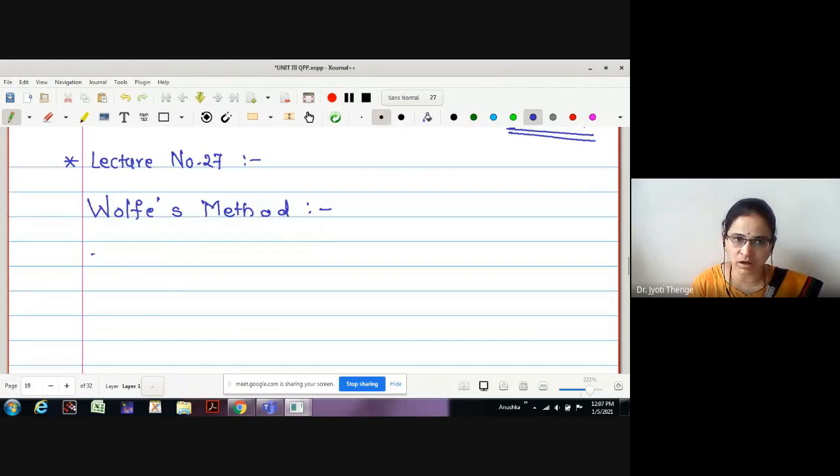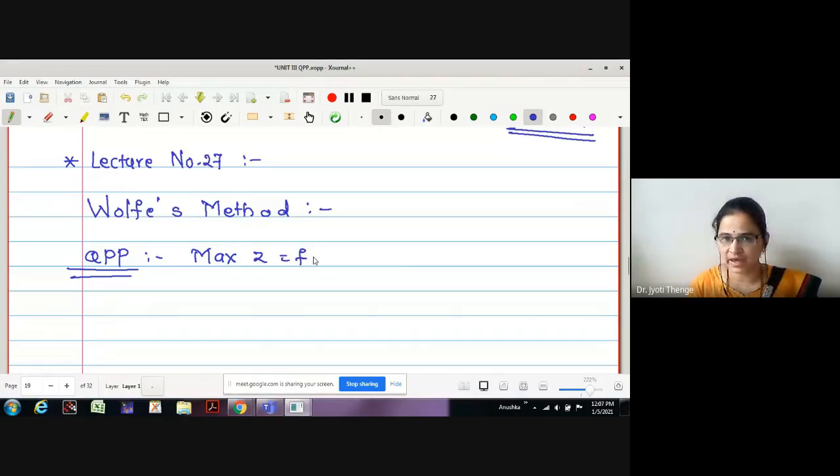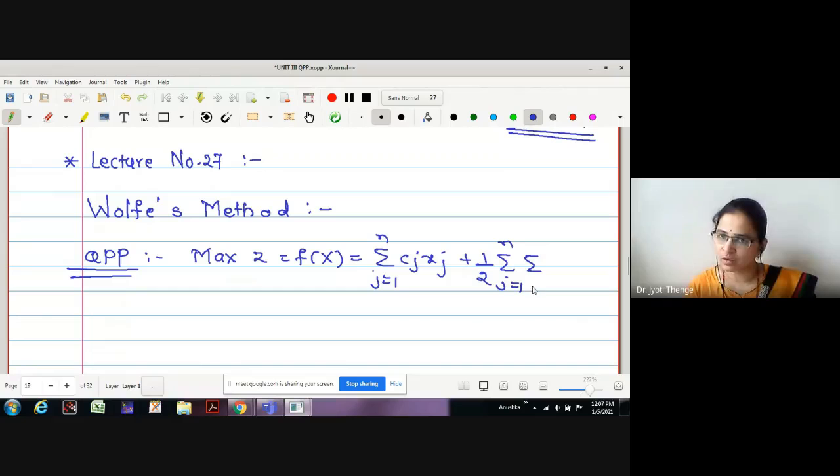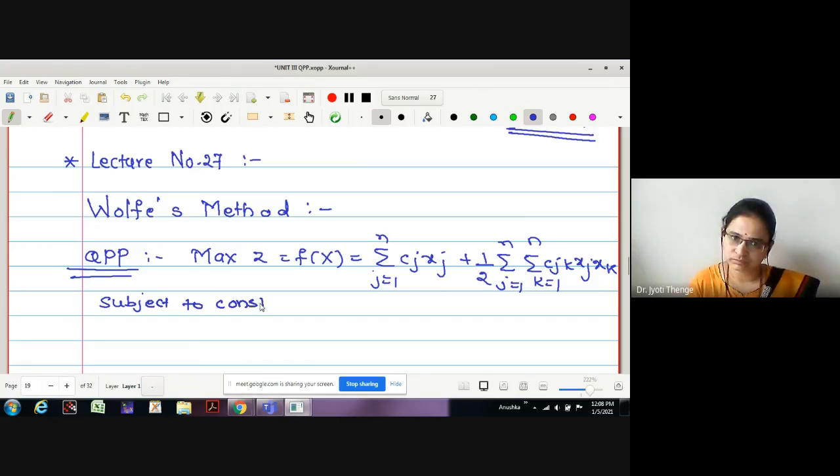Let me write the quadratic programming problem again. What is the quadratic programming problem? Maximize z equals f of x, which is equal to summation j equals 1 to n of cj xj plus half times double summation j equals 1 to n, k equals 1 to n of cjk xj xk. This is my objective function, subject to the constraints.